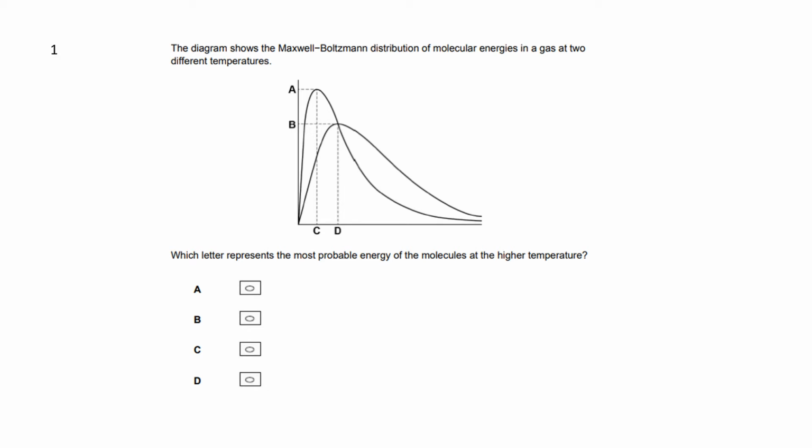Number one, okay, which letter represents the most probable energy of molecules at a higher temperature? The higher temperature is this line, because it's got more area to the right hand side. The most probable energy is the peak, and the energy, remember this here, B represents particles, remember the axis, number of particles, but this here represents energy. So number one is D.